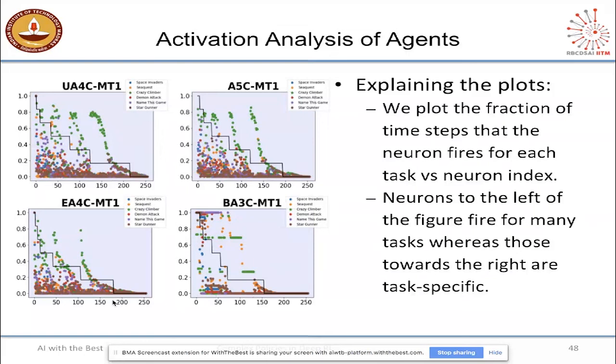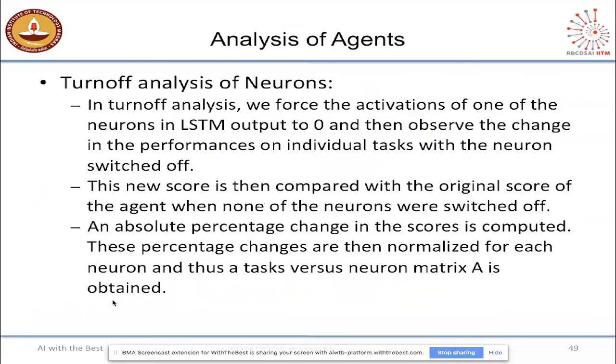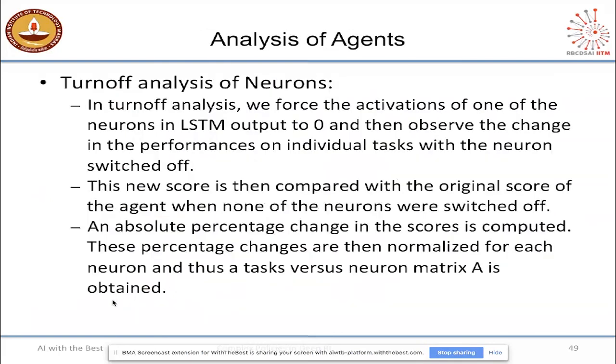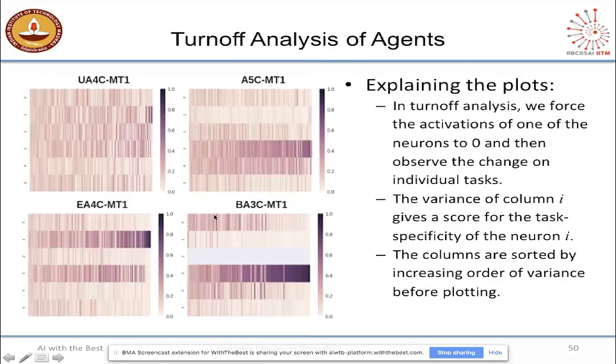Right? And we also did something called the turnoff analysis. We were a little unhappy with the activation analysis because there were a lot of arbitrary things that we picked, like 0.1, 0.3, 0.01, 0.3, and so on. So we want to do turnoff analysis. So if you force neuron outputs to go to 0, how much is the performance affected, right? And so basically what we do is if we force the activation of one of the neurons to go to 0, then observe the change on the individual tasks. Right? So the variance of the column gives a score for the task specificity of the neuron.